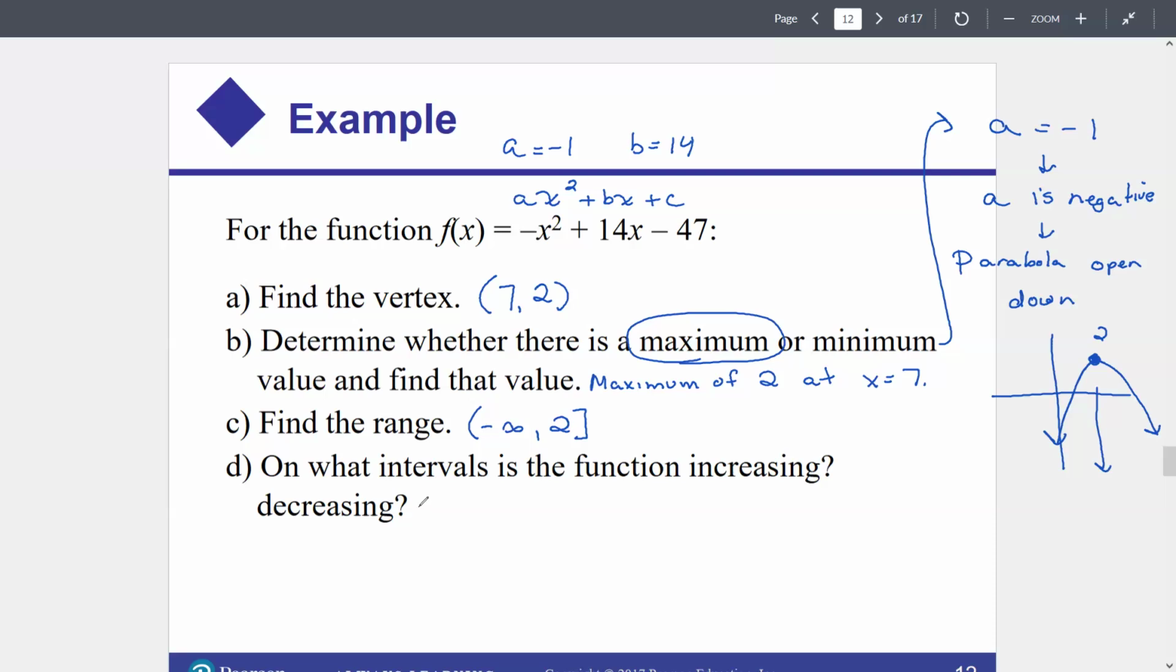In this case, because it's a maximum, this is where I go increasing first, then decreasing afterwards. I'm increasing, starting at negative infinity, I am increasing up until I hit this point. So that means x values. So up to the 7, I'm increasing. Then I start decreasing afterwards. So from 7 to infinity, I should be just decreasing on that interval.